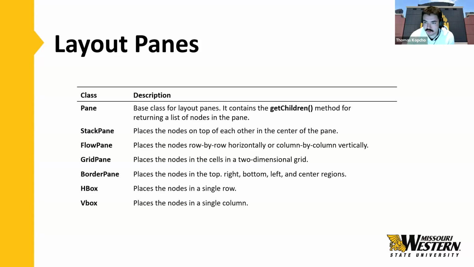You have HBox, which lays out child nodes in a single horizontal row, automatically adjusting spacing if the window needs resizing, unless you fix the size. You'll use this for aligning buttons or text fields side by side. And VBox is similar to HBox, but arranges child nodes in a single vertical column, and it's great for stacking elements like labels, text fields, or buttons on top of each other. Useful for vertical menus, forms, or lists.